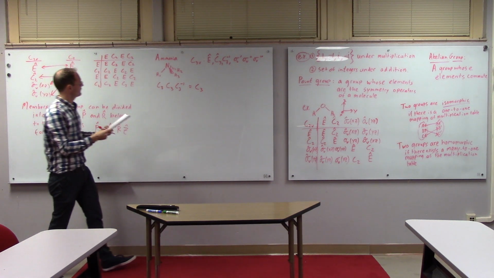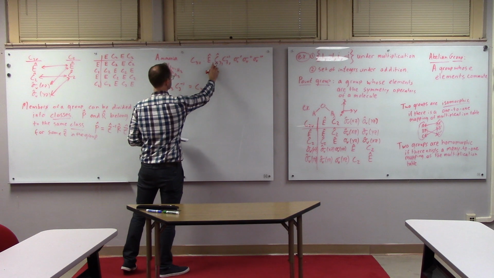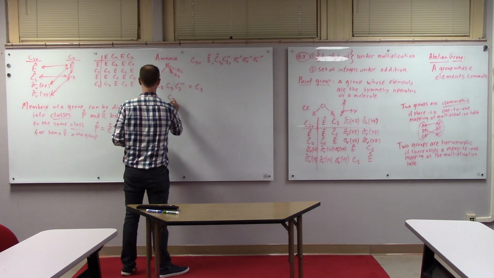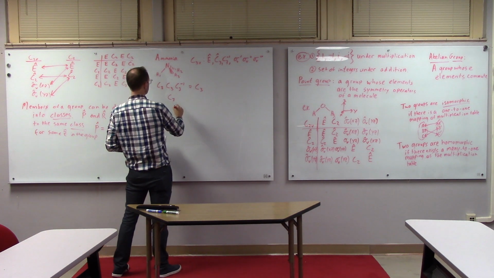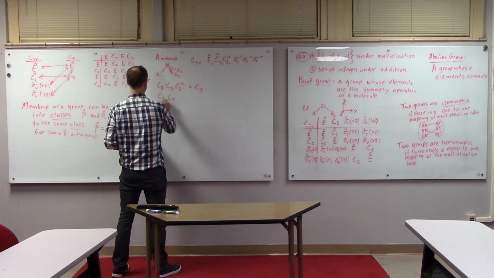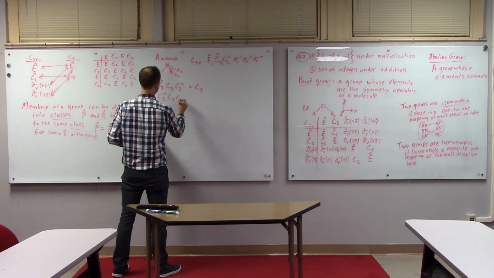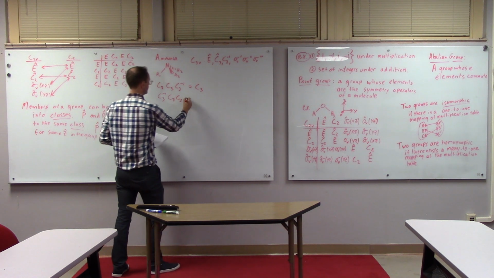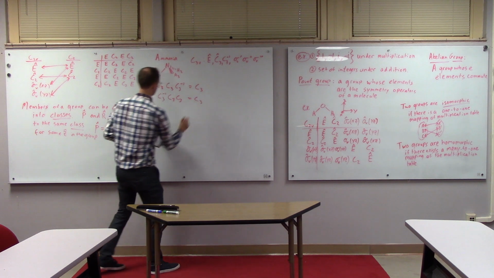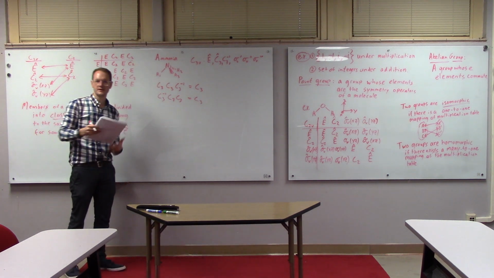Okay, if we operate the C3 operator, if we take the similarity transformation using the C3 operator, then we're going to get C3 inverse on the left and C3 on the right. This again is going to give just C3, because C3 inverse times C3 equals identity.